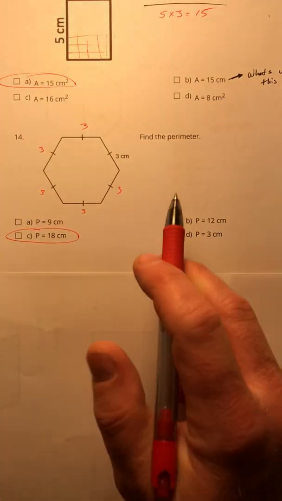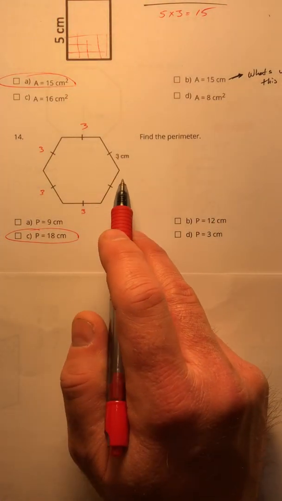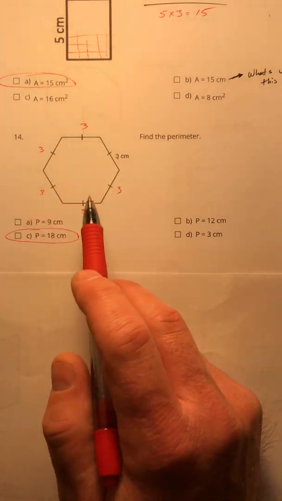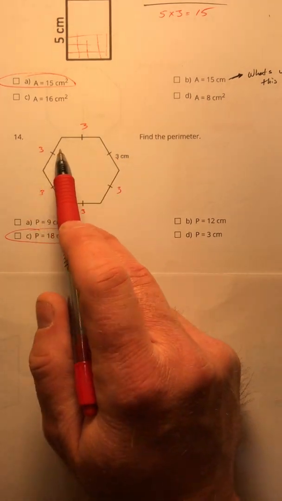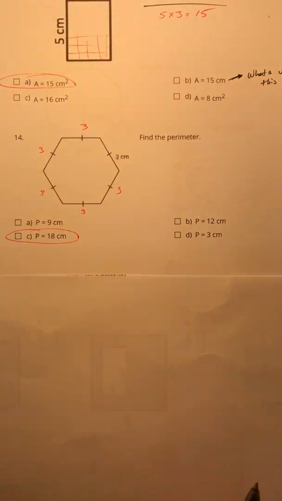For problem number 14, just find the perimeter of this hexagon. It's 3 plus 3 plus 3 plus 3 plus 3 all the way around. We know they're all the same because they've got the tick marks saying that they are. Add them all up, we should get 18 centimeters.